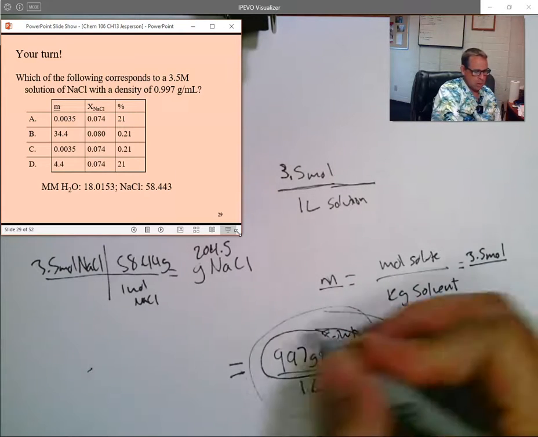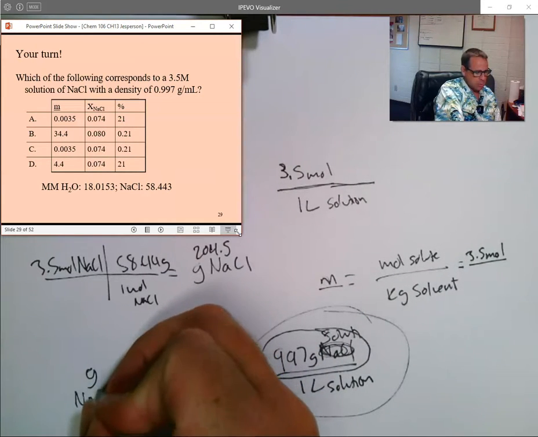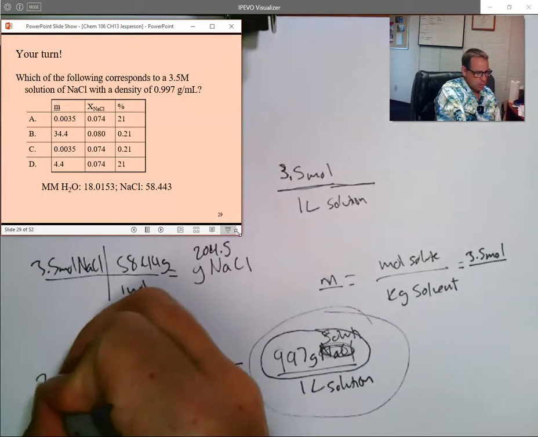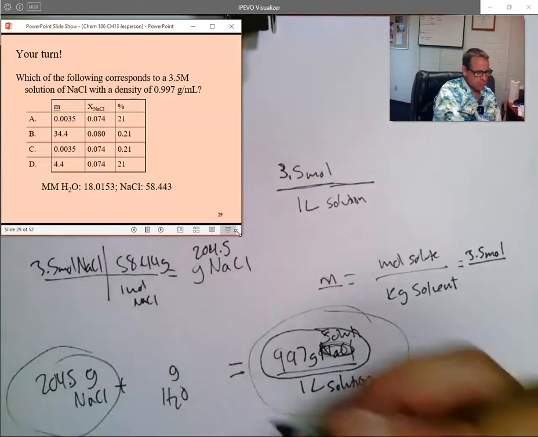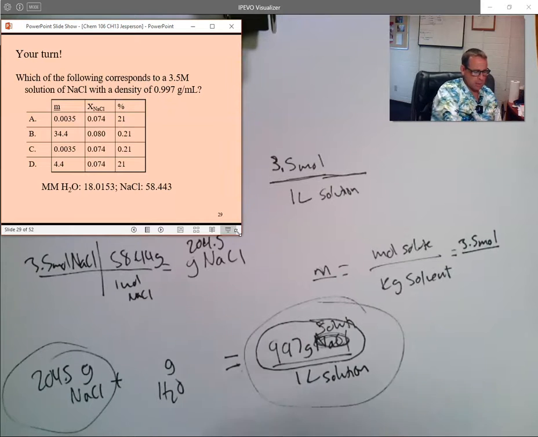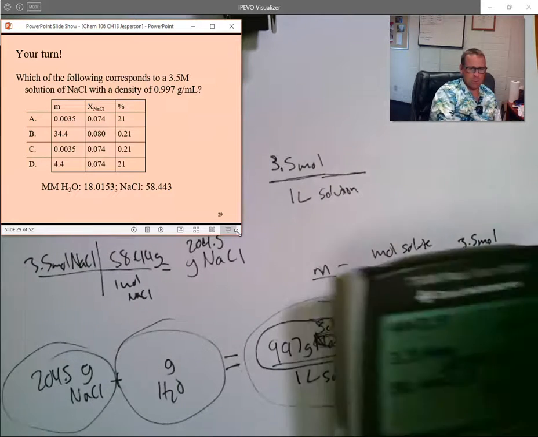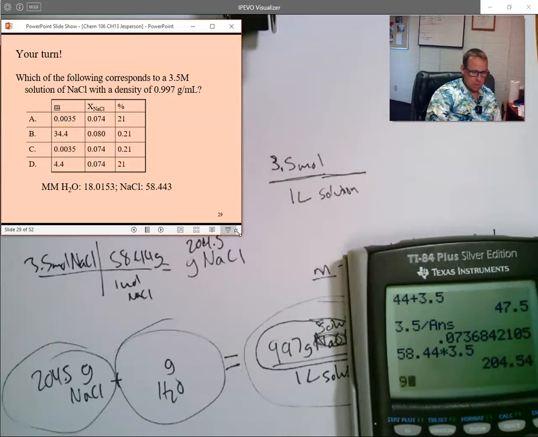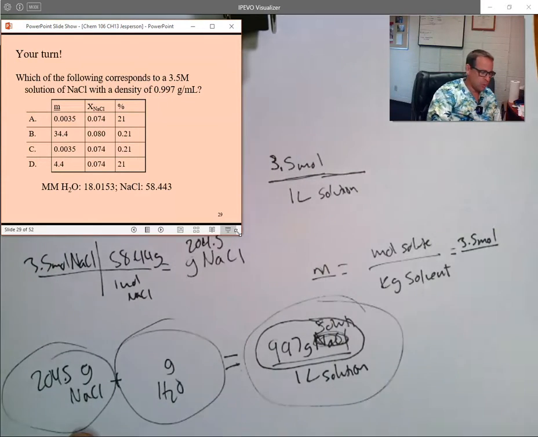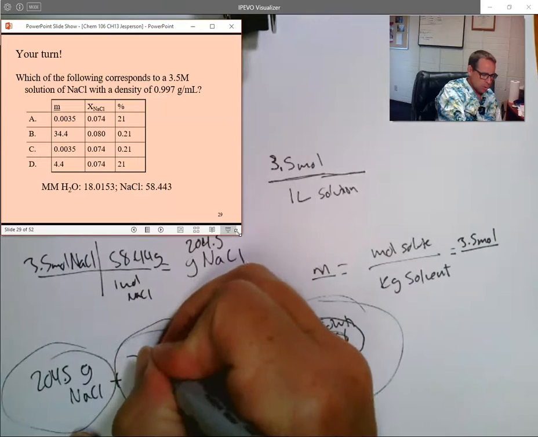So because the grams of solution is made up of grams of NaCl and grams of water, you're saying if I take the 204.5 grams of sodium chloride and remove it from the 997, then whatever is left over must be the grams of water, right? Exactly what I'm saying. 204.5, and how much did you say you got? 792? Yes. Did I do that right? 792.5.